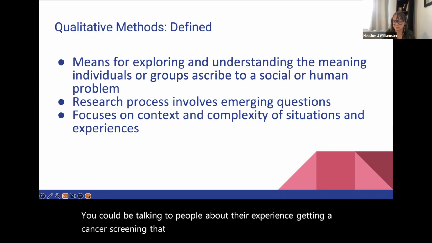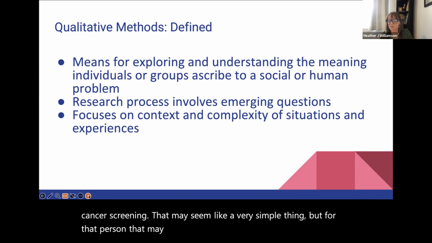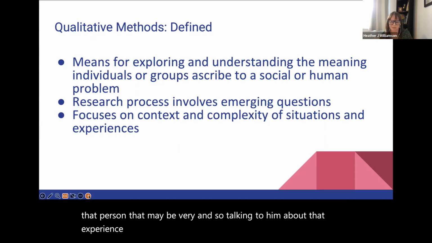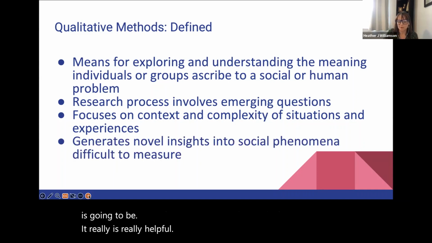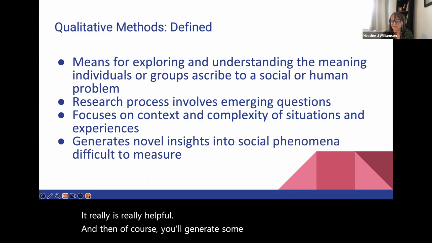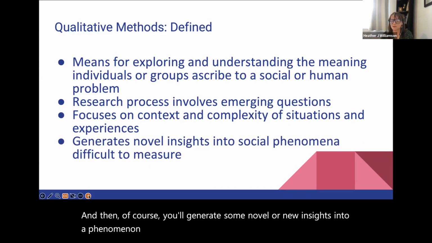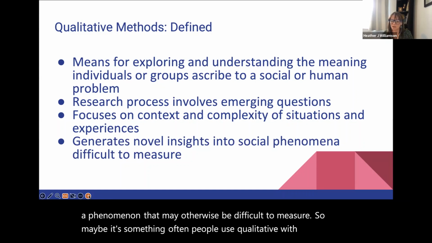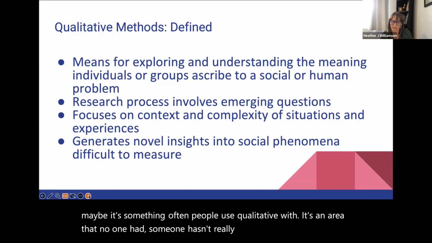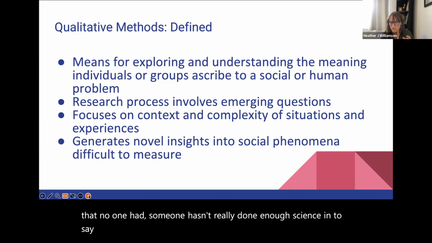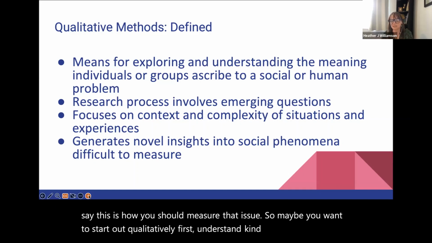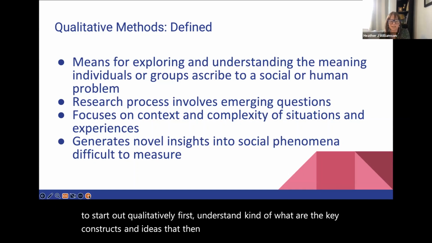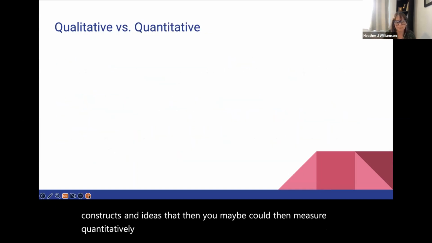That may seem like a very simple thing, but for that person, that may be very complex. And so talking to them about that experience, understanding what it feels like from their point of view is really helpful. And then, of course, you'll generate some novel or new insights into a phenomenon that may otherwise be difficult to measure. So often people use qualitative when it's an area that someone hasn't really done enough science in to say, well, this is how you should measure that issue. So maybe you want to start out qualitatively first, understand what the key constructs and ideas are that you could then measure quantitatively down the road.